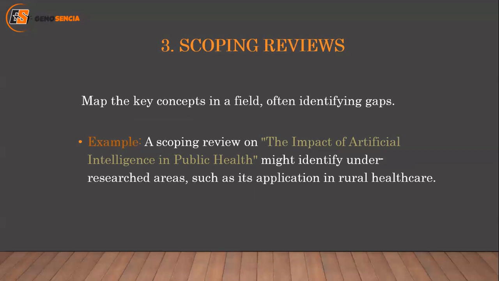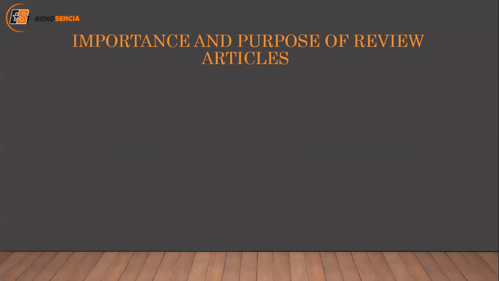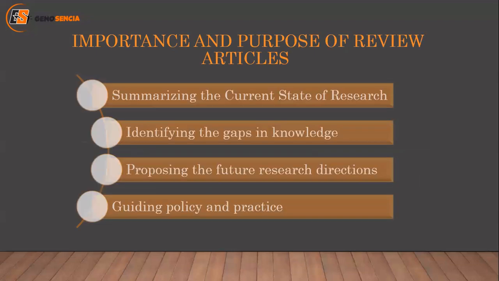If you wanted to write a scoping review on the impact of artificial intelligence in public health, you might explore how AI is used in urban settings, but also identify a gap in its application to rural healthcare. This type of review helps researchers and policymakers to understand what's missing and where to focus future efforts.